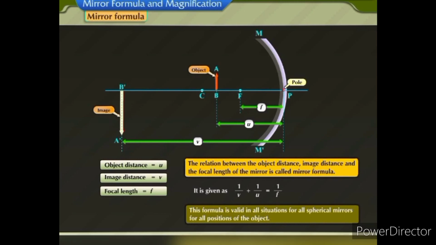We have seen how object distance, image distance, and the focal length are connected. Now, let us study more about the relation between the object and image sizes.